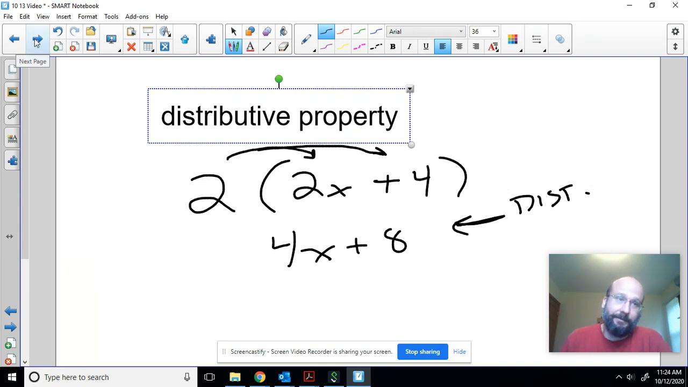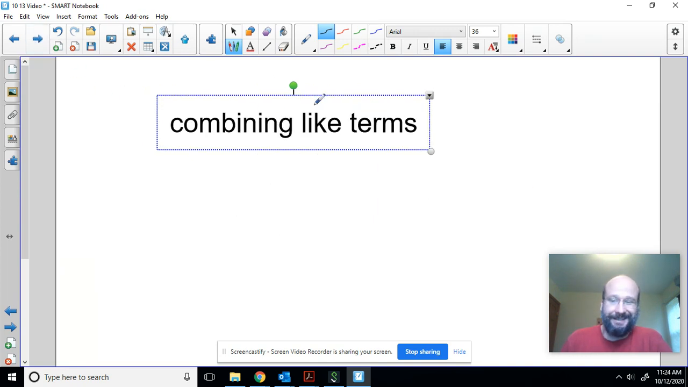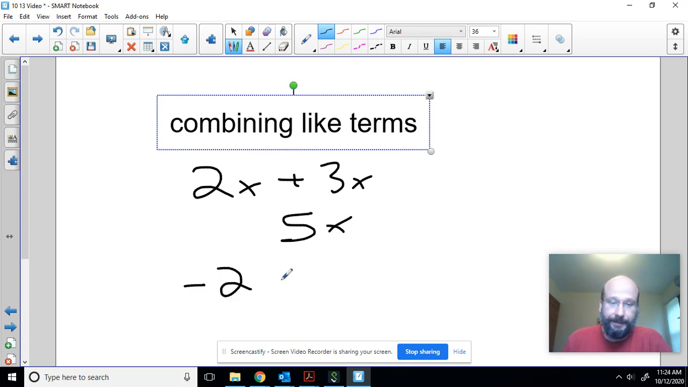The last thing I taught you was just combining like terms. If two terms are the same, you can combine them. You can add them together, even if they're negative. 2x plus 5x, right? This would be 7x. That's still combining like terms because those terms are like. They have the same variable and the same exponent. In this case, the exponent is 1.